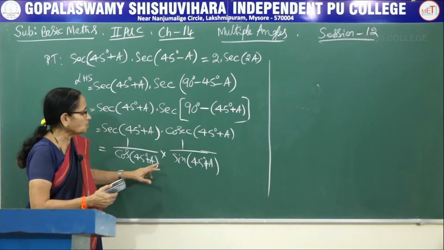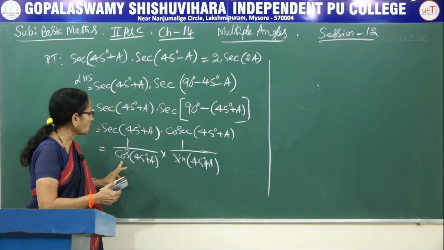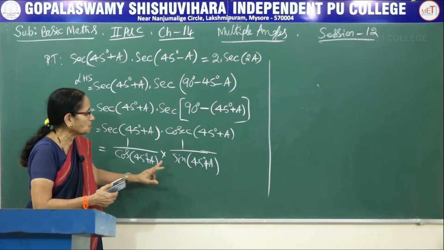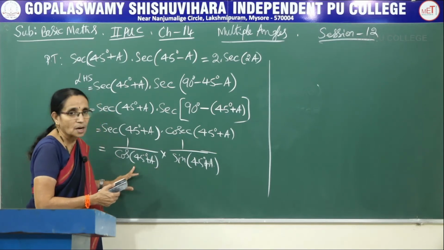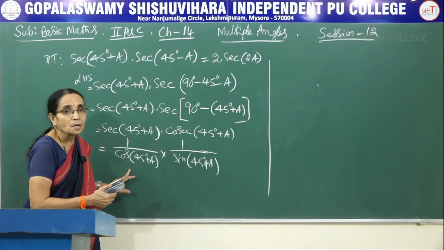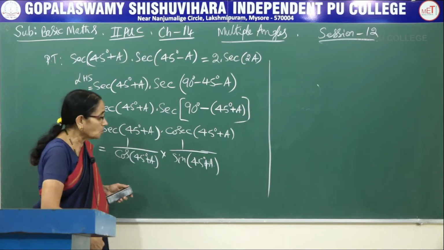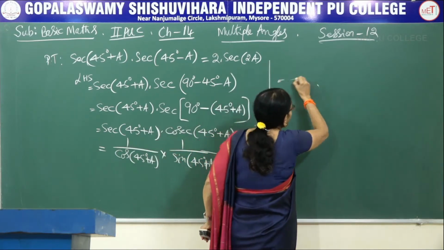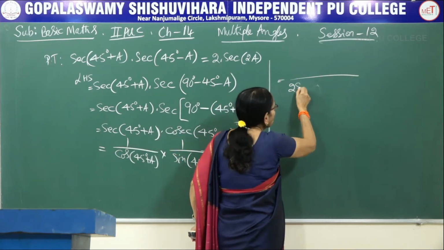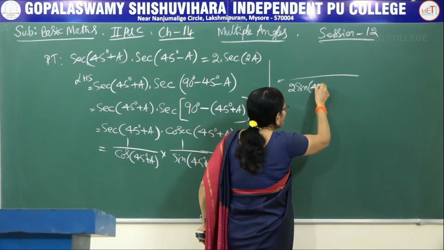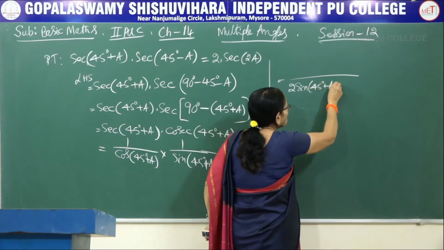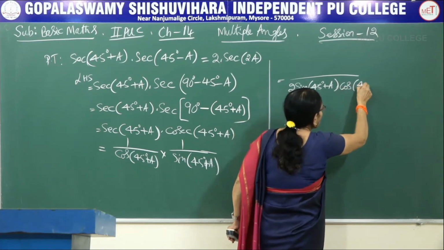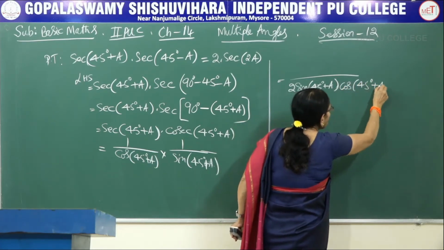Here also same thing. So it is sin a into cos a. Suppose you multiply this one by 2, it becomes 2 sin a into cos a. That is nothing but sin of 2a. So to bring that multiple angle into picture, first what I do is I multiply the denominator by the number 2. So sin of 45 plus a into cos of 45 plus a.